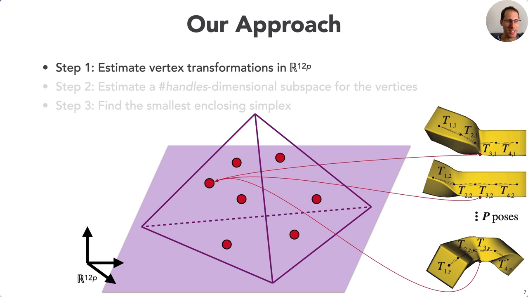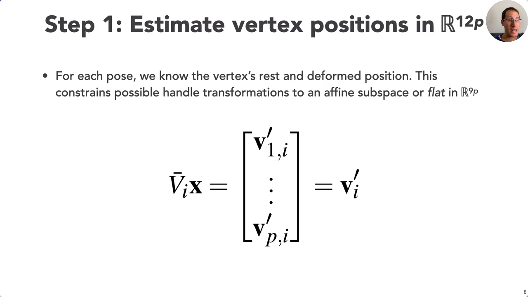Great, so let's first look at estimating vertex transformations in 12p, and then we'll see how we use this to simultaneously get our handles-dimensional subspace. These two steps are going to be merged. So, estimating vertex transformations in 12p-dimensional space. We know the vertex's rest and deformed position in 3D. And that sets up a linear system of equations, and those linear equations constrain the possible handle transformations that could happen to this vertex. It constrains them to lie on an affine subspace that's 9p-dimensional.